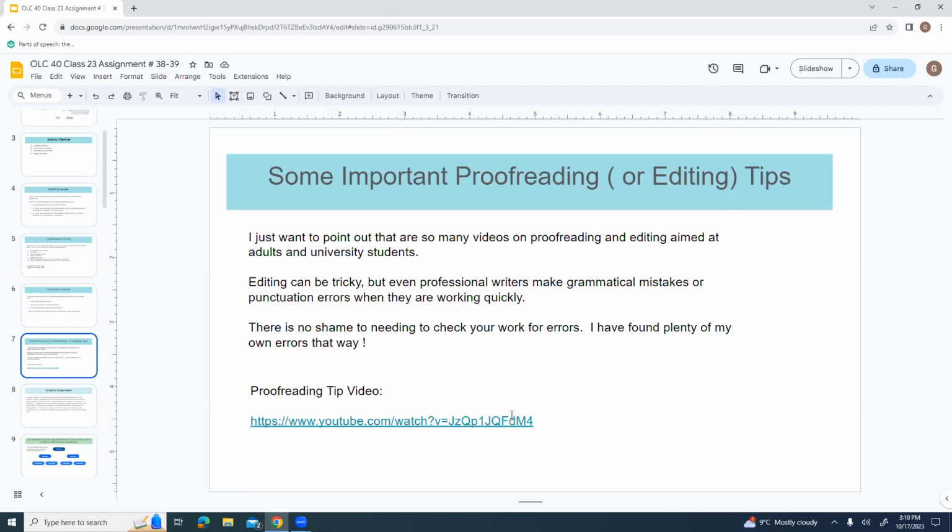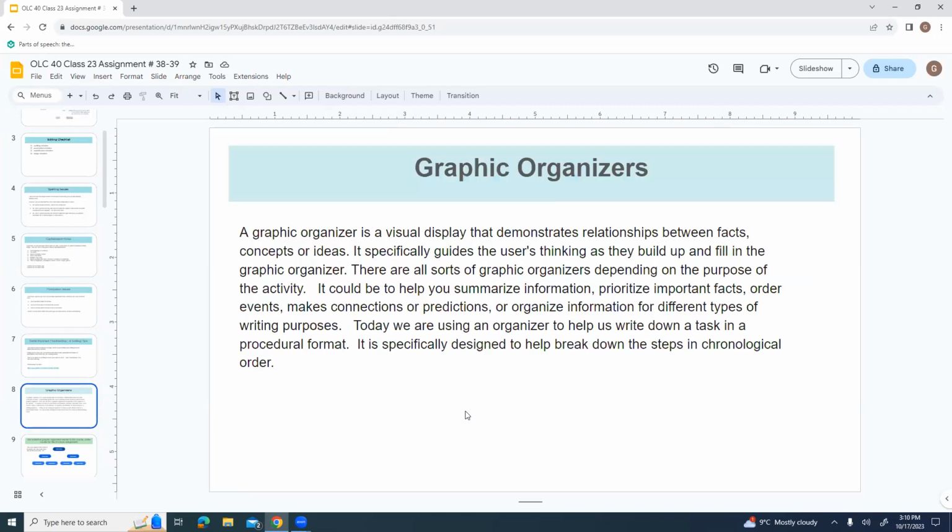If we have time, we'll come back and watch the proofreading video, but I want to go on to the main assignment first, and we'll come back to that later if we have to. So we're going to be working with a graphic organizer today, but I wanted to talk about them. We discussed them earlier, but I'm not sure if we used the actual word graphic organizer. I think we discussed them as a type of diagram.